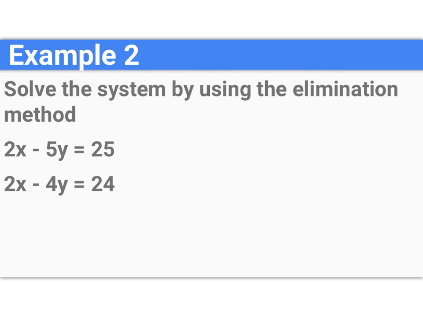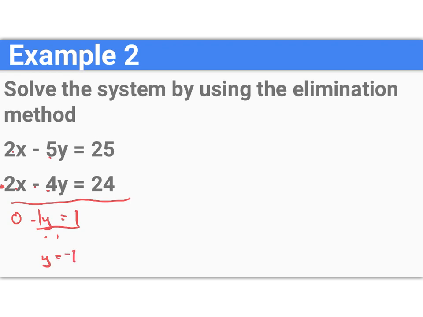Okay, so the first thing you got to do is look at your coordinates. Look at your variables. You got 5 and 4, which are different coefficients. That's the number in front of the variable. So what I'm going to do here is I'm going to subtract. 2 minus 2 is 0. Negative 5 minus negative 4. Remember, two negatives in a row become positive. Becomes negative 1. 25 minus 24 becomes 1. Divide by negative 1 on both sides, and y will equal negative 1.